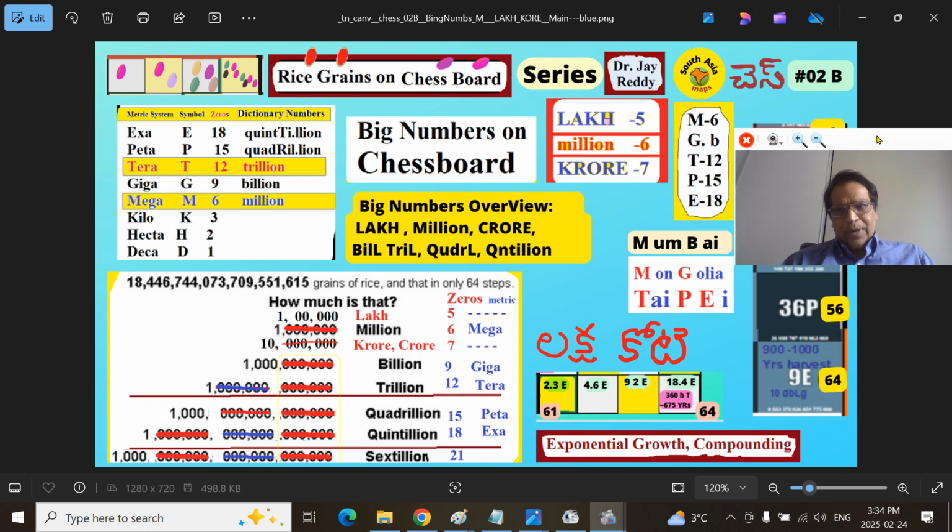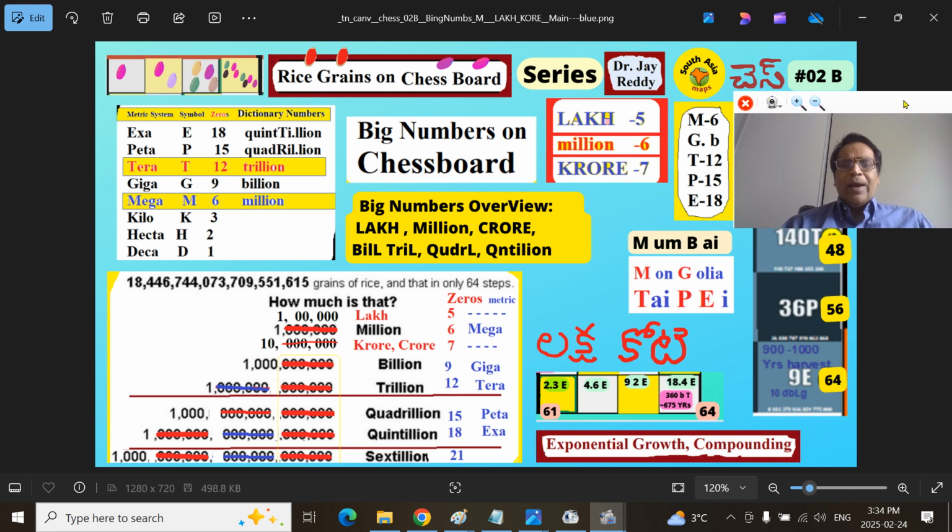If you look at the literature, both these numbers are used interchangeably, and this presentation will give you great clarity. So this is the standard metric system. Deca, hecto, kilo means 1,000, 3 zeros. Then mega means 6 zeros. Giga is 9 zeros. Tera is 12 zeros. Peta is 15. Exa is 18.